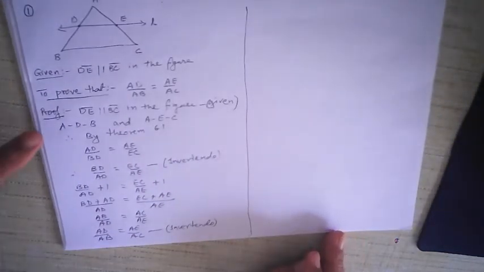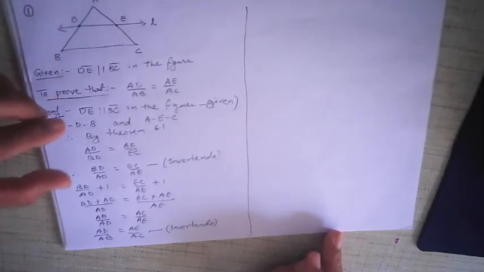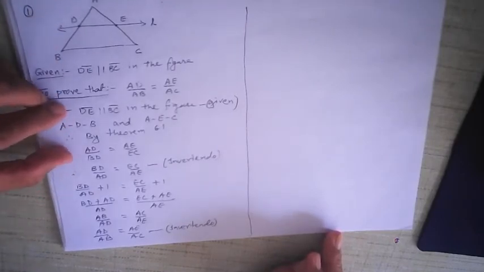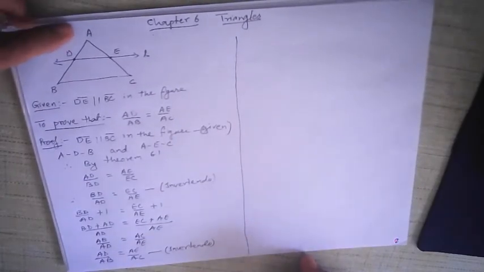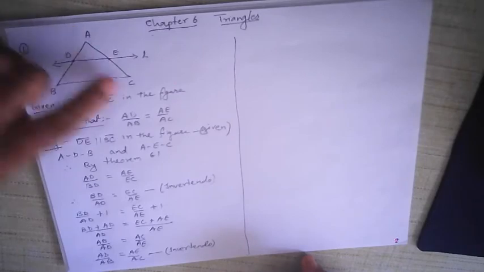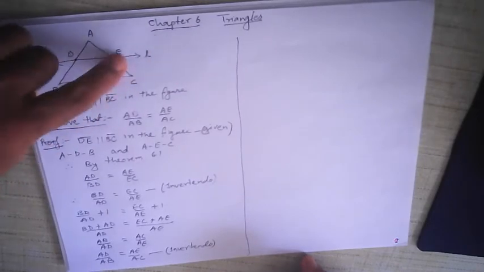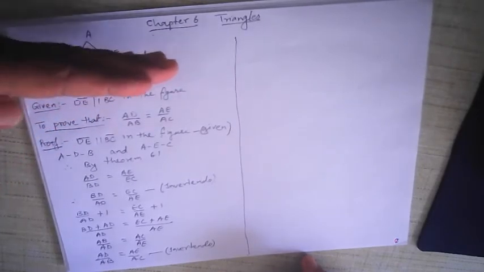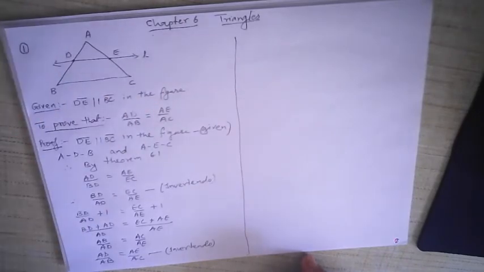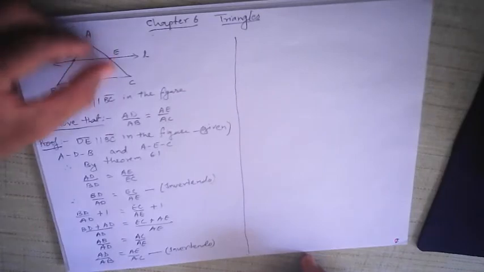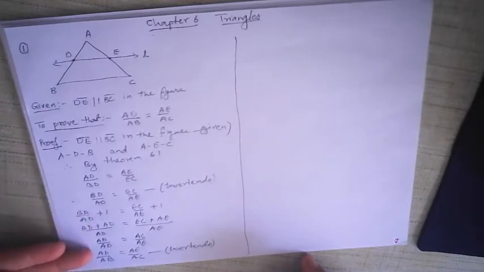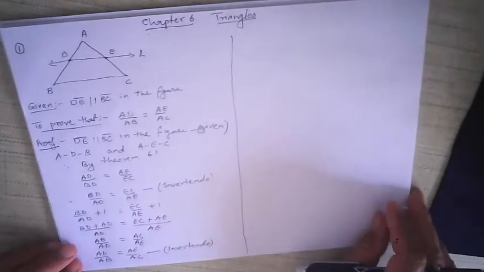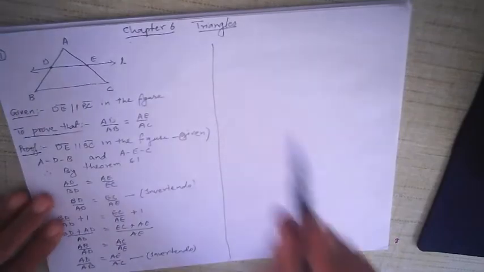Once again, by theorem 6.1, the fundamental theorem of equal proportion, in triangle ABC, D lies between A and B, E lies between A and C, and line L passes through DE, parallel to BC. Apply the fundamental theorem of equal proportion, you get AD upon BD is equal to AE upon EC. Make it inverse, invertendo, then add 1, take LCM, and you get the required result. These are very easy proofs. Let us take a second one.